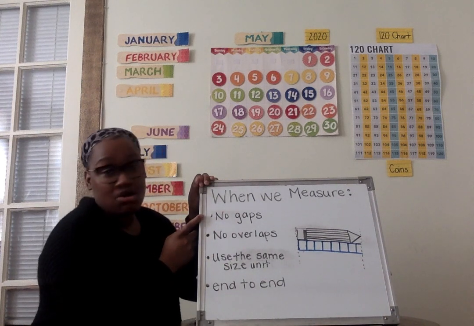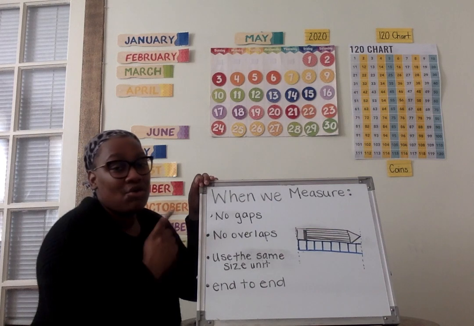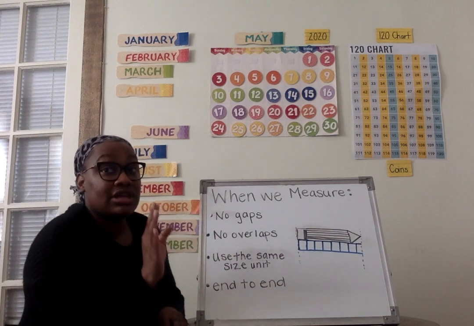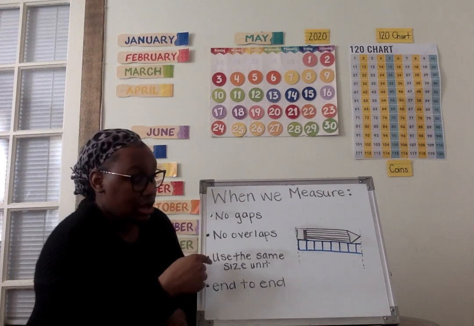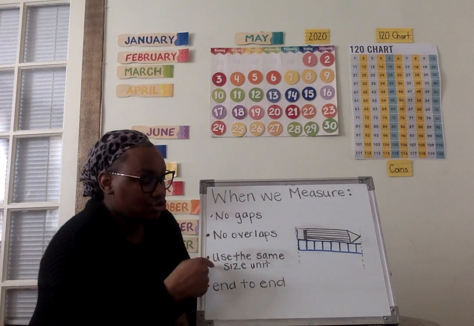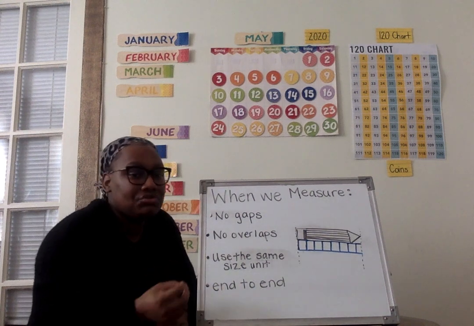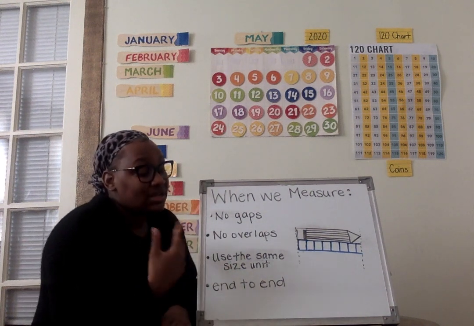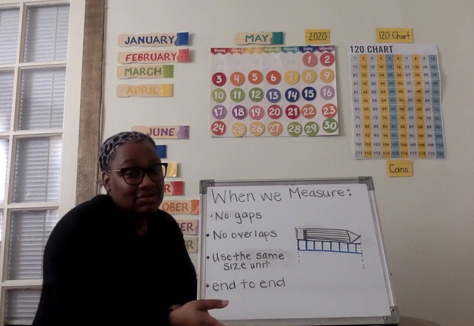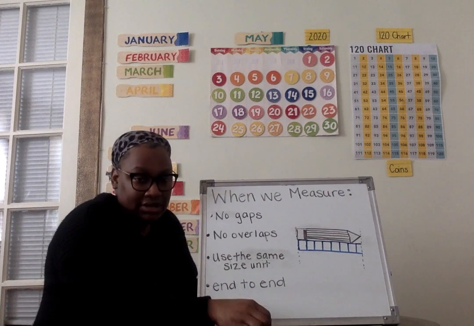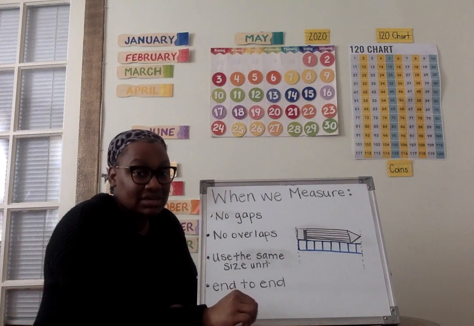So we know we need no gaps, and there needs to be no overlaps. This part is really, really important, so make sure you're paying attention. You also want to make sure that you use the same size unit. So let's say I had tiles I could choose from and paper clips. I'm not going to switch between the units that I'm using.